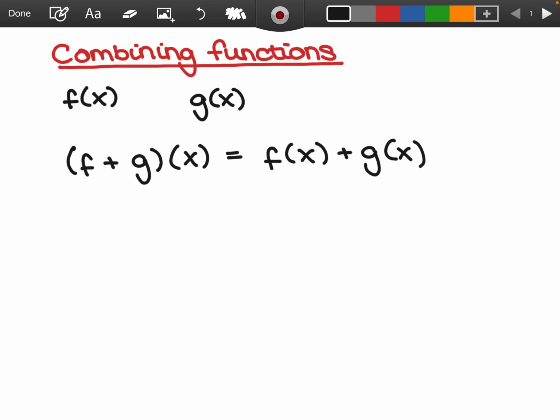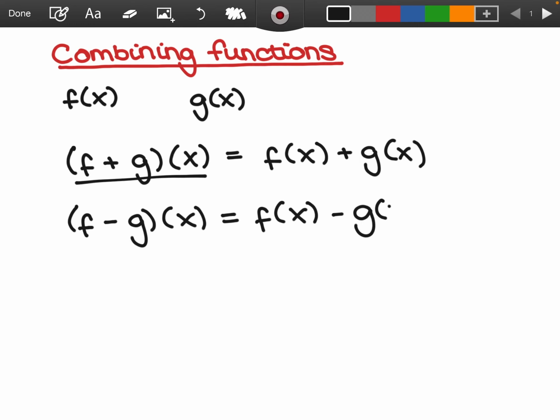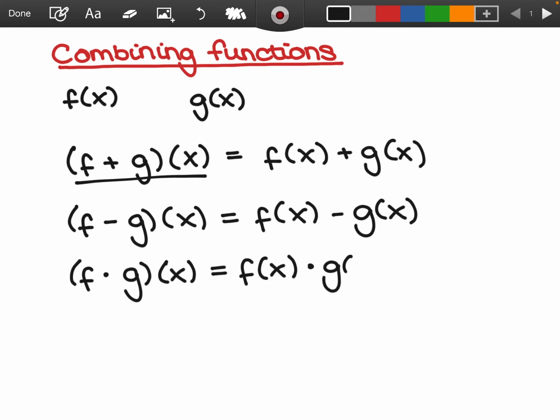I add the two together. So I get this new function f plus g of x by adding f of x and g of x, and I get this brand new function out. Similarly, I get the brand new function f minus g of x by subtracting g of x from f of x. Multiplying works in a similar way, so I've got f multiplied by g of x is just f of x multiplied by g of x.